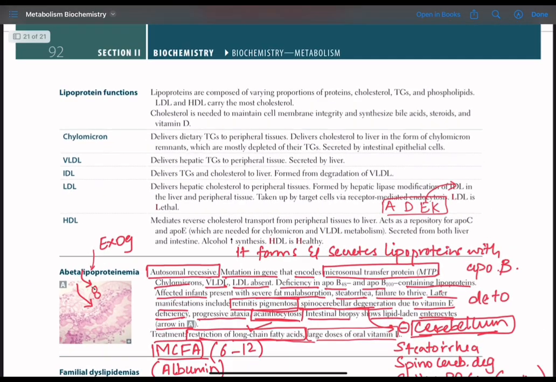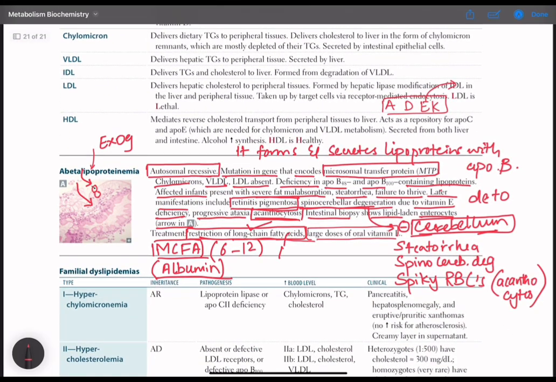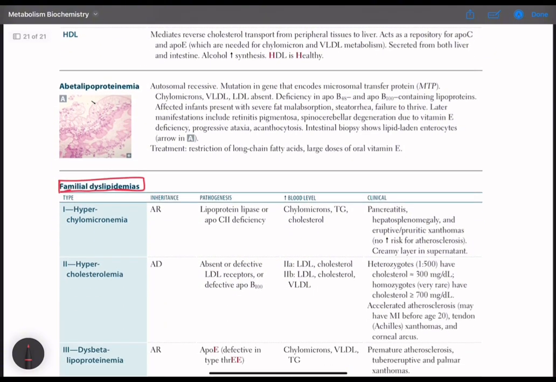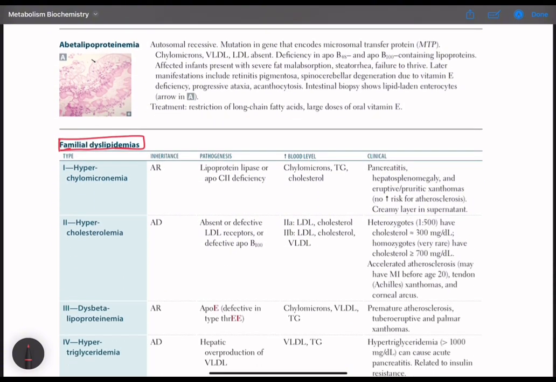Then we have familial dyslipidemias. Familial dyslipidemias are a group of inherited genetic disorders characterized by abnormal elevation or handling of lipids and lipoproteins in the blood. They are typically caused by single gene mutations affecting key proteins, receptors, or enzymes involved in lipid metabolism.